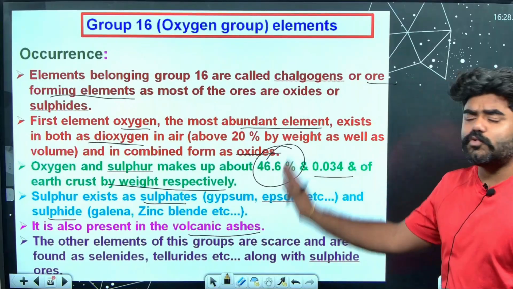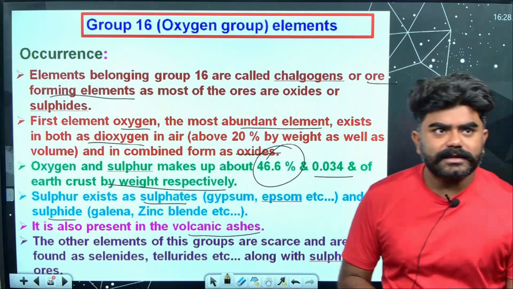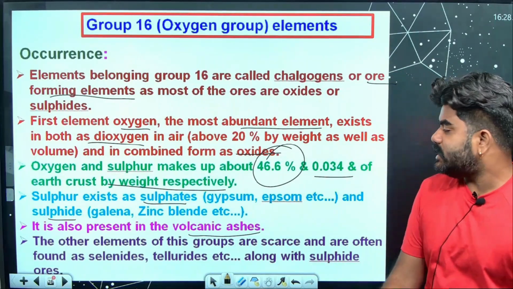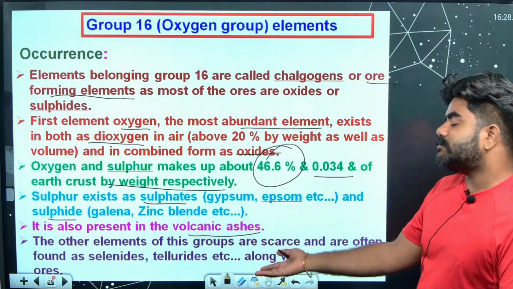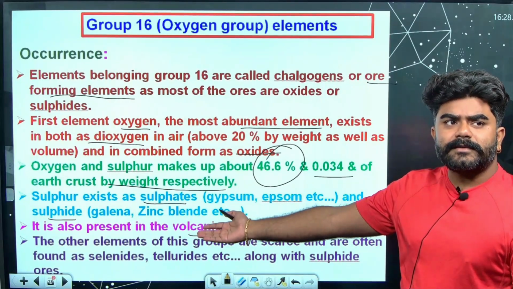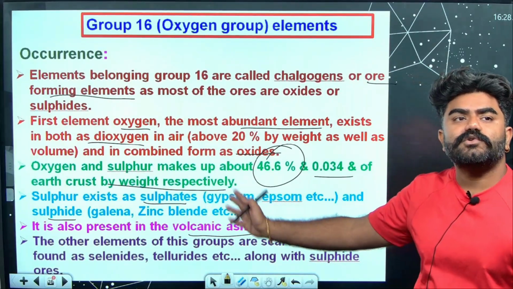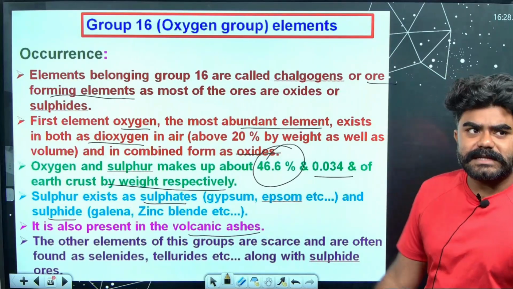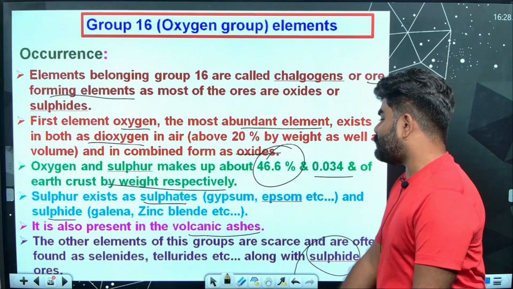மற்ற எலிமெண்ட்ஸ் இந்த குரூப்பில் இருக்கிறதெல்லாம் ரொம்ப ஸ்கேர்ஸாக தான் இருக்குது, ரொம்ப கம்மியான பர்சன்டேஜில் தான் இருக்குது. மோஸ்ட்லி இந்த செலீனியம் டெலூரியம் எல்லாம் எதில் ப்ரெசென்ட் ஆகிருக்கு, செலீனியம் வந்து செலினைட்ஸ்லேயும் டெலூரியம் வந்து டெலூரைட்ஸ்லேயும் ப்ரெசென்ட் ஆகிருக்கு அலாங் வித் சம் சல்ஃபைட் ஓர்ஸ்.